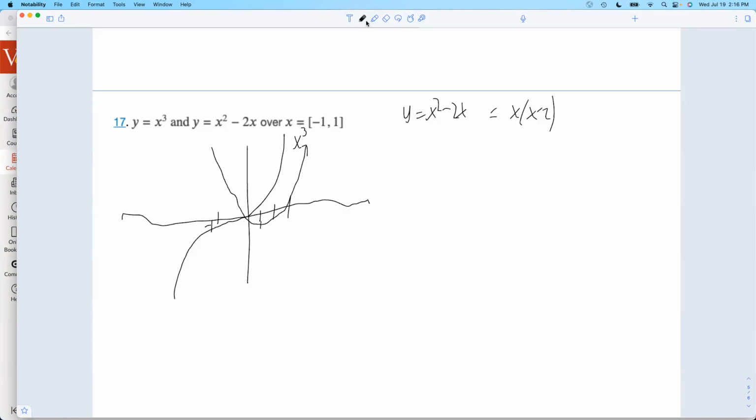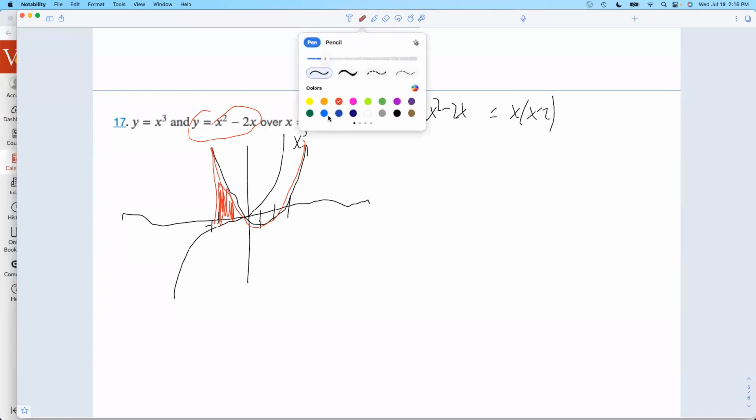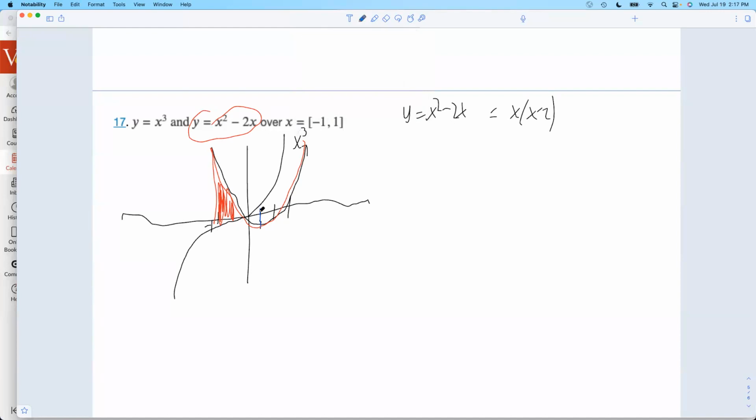So in this region, let me color code these guys. In this region, back here, the red one is on top. The parabola is the red one. It's on top from -1 to 0. And then from 0 to 1, in this region, the cubic is on top.